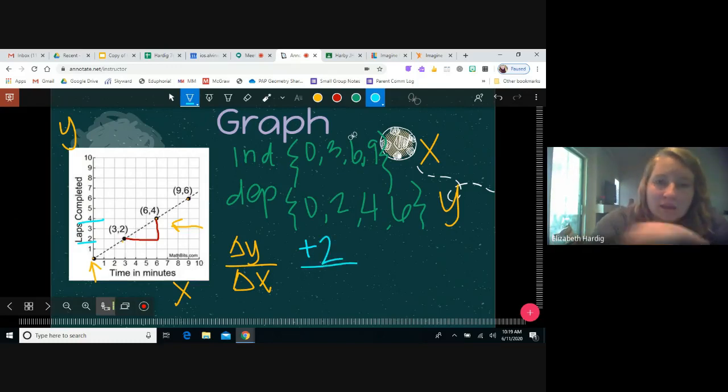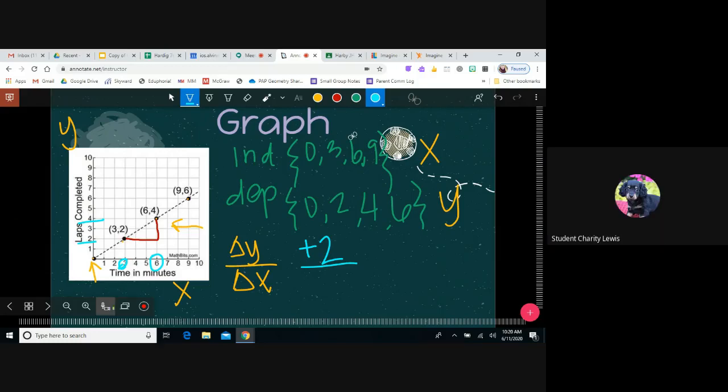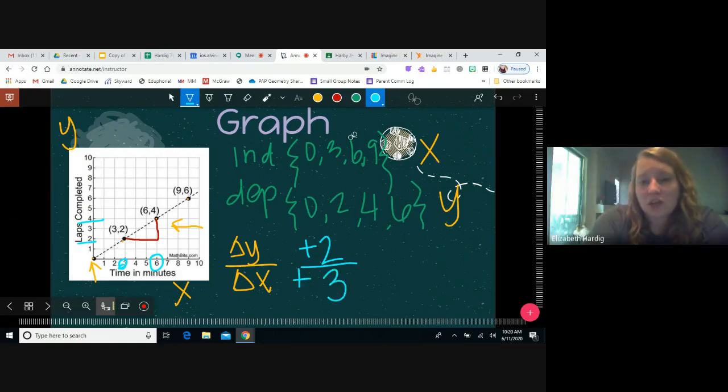And then my X went from a 3 right here to a 6. So how much did that increase? 3. So then my rate of change for this would be 2 over 3.